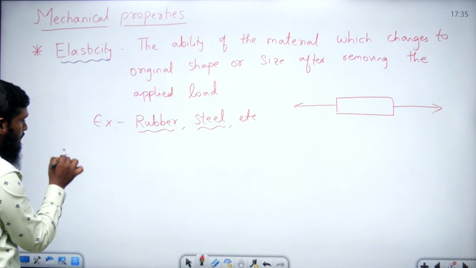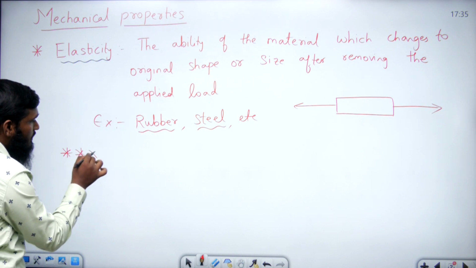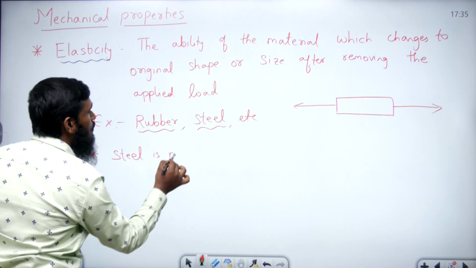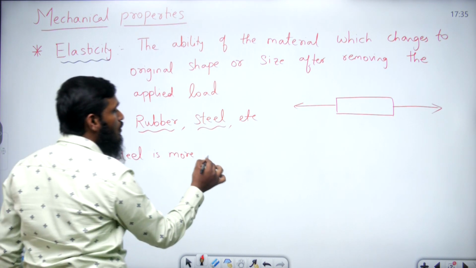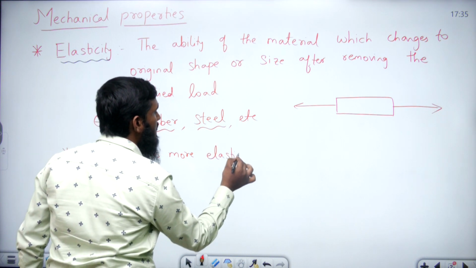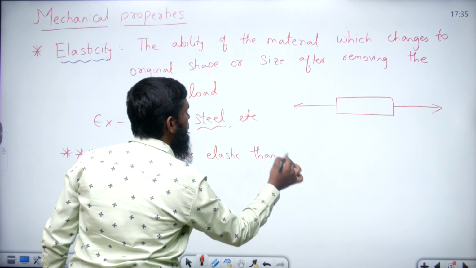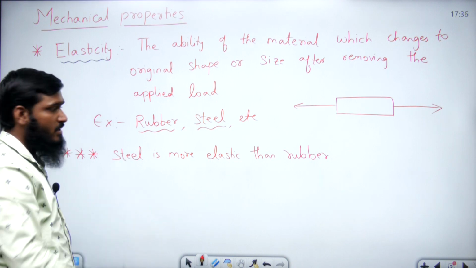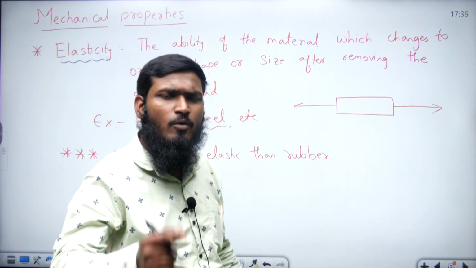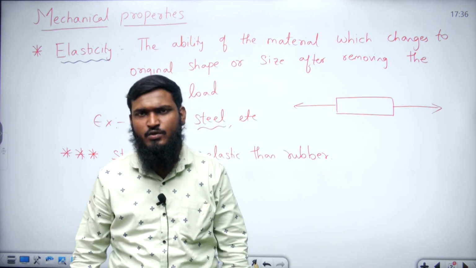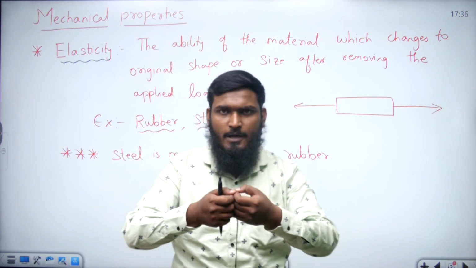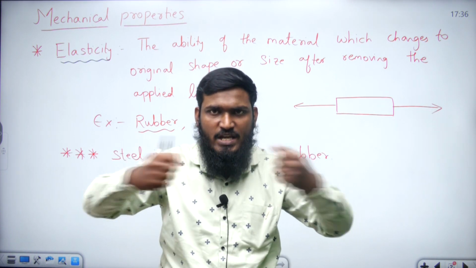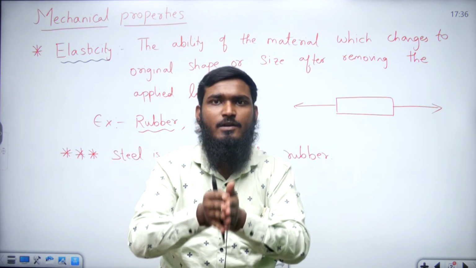The most important point is that steel is more elastic than rubber. Note this point, this is very important. Now how can we say steel is more elastic than rubber? Because whenever we take rubber and apply some load or force on it, it changes shape. After removing the load, it comes back to the original shape.